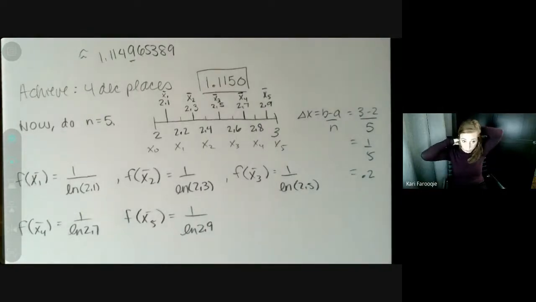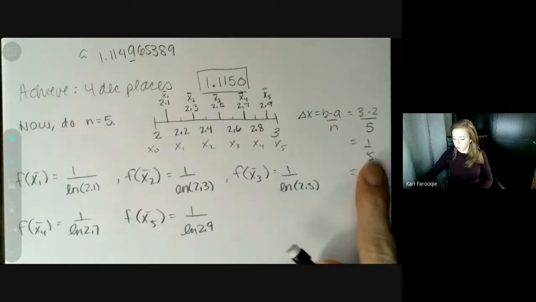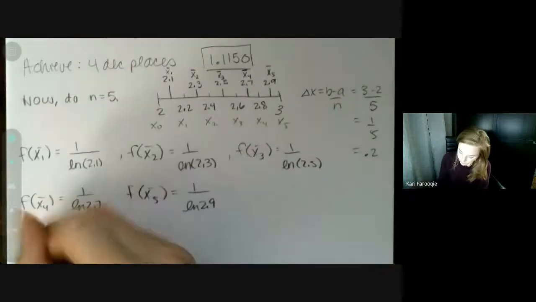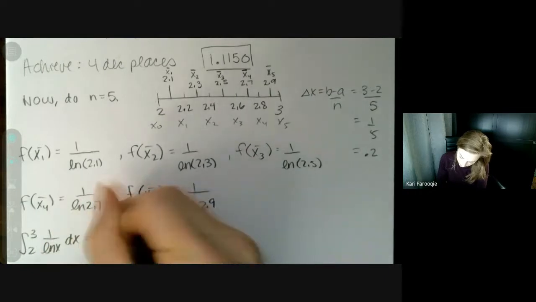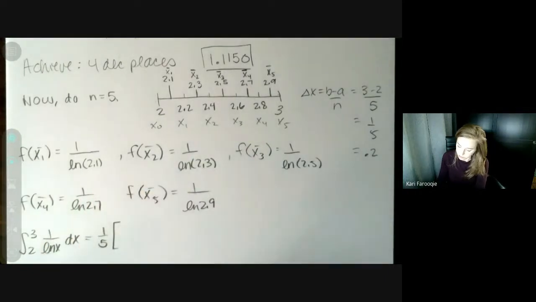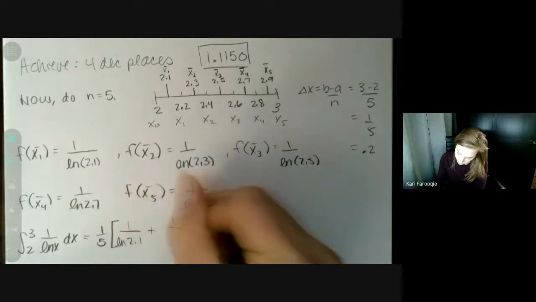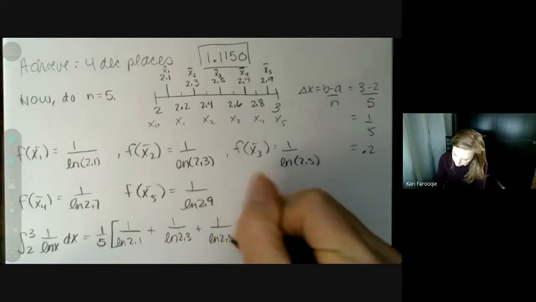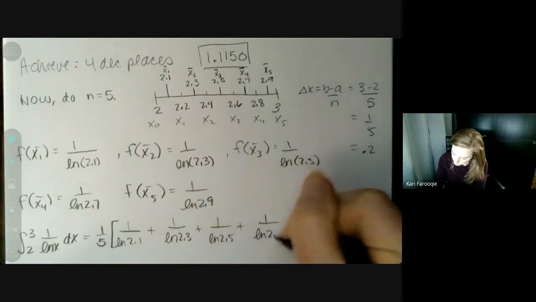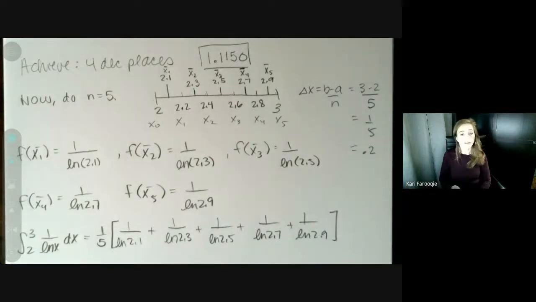Now we're going to go through to find the approximation for the integral. We're going to take b minus a over n, which you already found to be 1/5. And then you're going to multiply it by 1 over ln 2.1 plus 1 over ln 2.3 plus 1 over ln 2.5 plus 1 over ln 2.7 plus 1 over ln 2.9. And that's it.